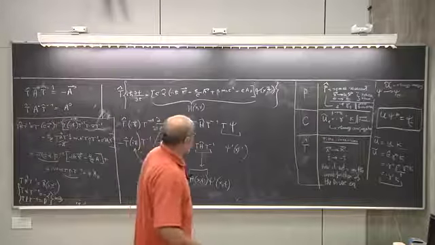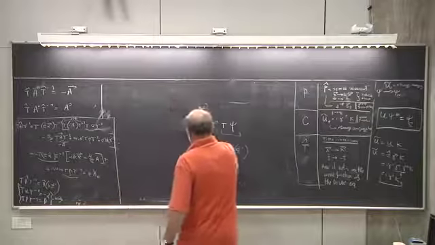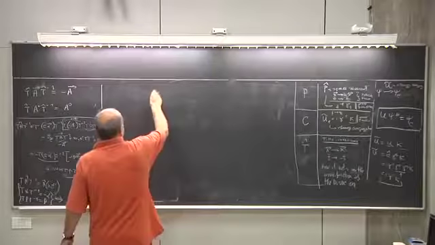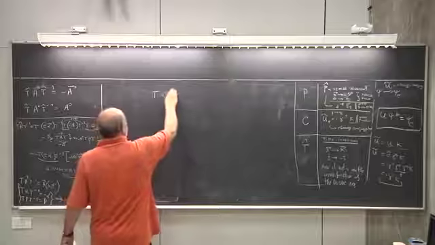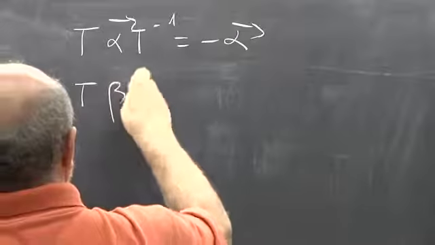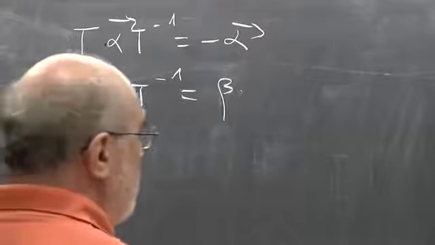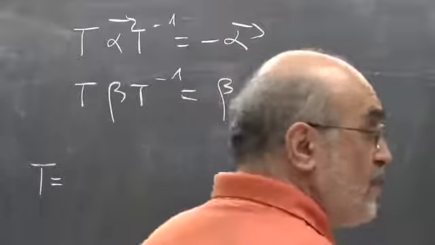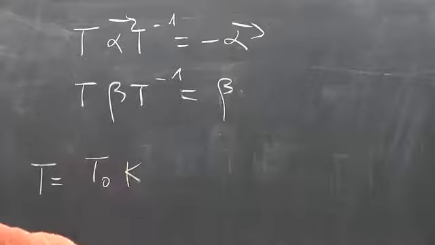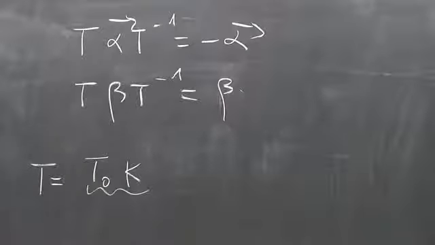So let me now cancel. And let's write down that T has to do the following: T alpha T to the minus 1 equals minus alpha, and T beta T to the minus 1 equals beta. But T, the first thing that T did was changing IH into minus IH. So it has a complex conjugate, and the rest is called T0. So the T is actually complex conjugation times T0.